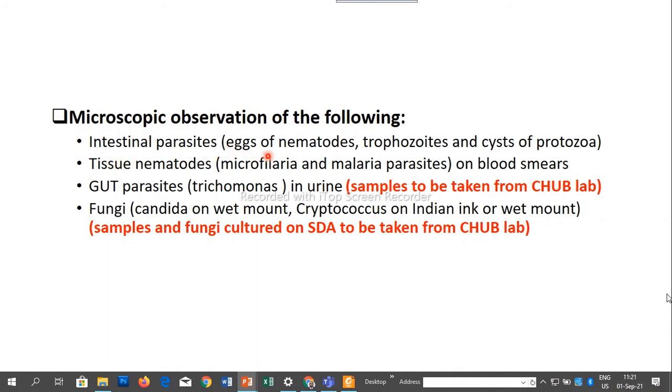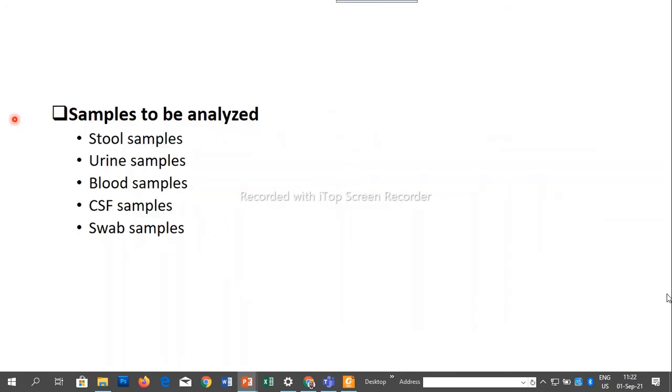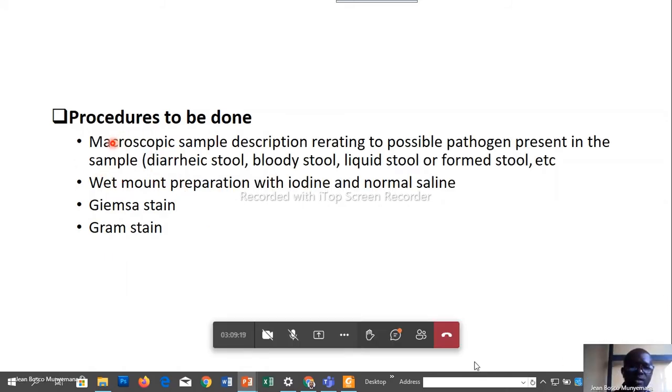So, you will try to learn how the intestinal parasites, nematodes look like, either trophozoite or cyst. Tissue nematodes like microfilaria and malaria parasite, urogenital and gut parasites such as Trichomonas intestinalis and Trichomonas vaginalis, fungi. You will perform stool sample analysis, urine sample analysis, blood, cerebrospinal fluid, and samples like vaginal swab, pus, and so on. And macroscopic, microscopic, and stains with this.